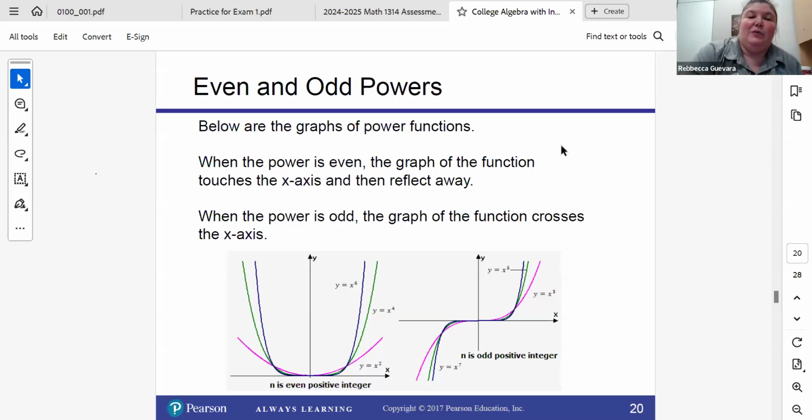All right, so like I said, we were going to talk about those powers on your factors. Below are the graphs of power functions. Just to remind us again, when a power is even, what happens is my graph comes down. So this is like x to the sixth, x to the fourth, x squared. In each case, we come down, we touch the x-axis, and then we turn away. So that's still an intercept we have here. That's the next intercept, even though we just touch.